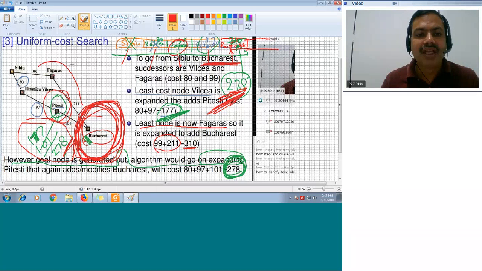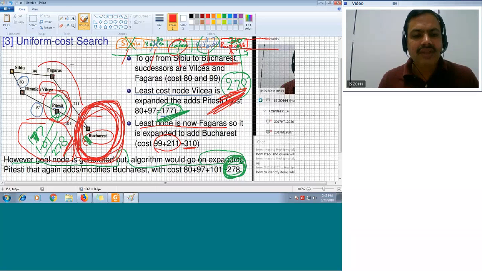For example, at Pitesti, I could also go a part to go to Vilkia, but I would not use that part. Why? Because the color of Vilkia is black, because I have already seen that item; it came here and went out. So there are two places that got generated, but one of them came in and went out from the frontier. I am not going to consider this.